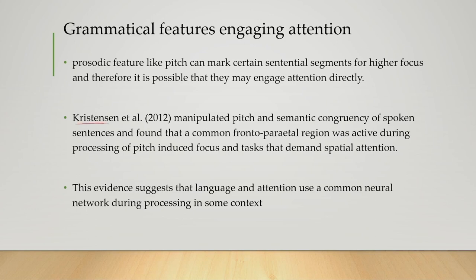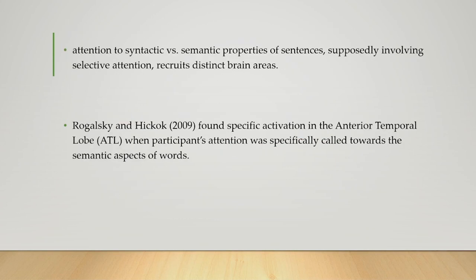There has been a particular study in 2012 that manipulated pitch and semantic congruency of a spoken sentence, and found that a common frontoparietal region was active during processing of pitch induced focus and tasks that demand spatial attention. So, there has been a study that could connect pitch modulation affecting attentional mechanisms in the brain. This evidence suggests that language and attention can often use a common neural network during processing in some contexts. So, not in all contexts. In this particular case, pitch has been the manipulating factor, and it has been found to be engaging similar brain regions.